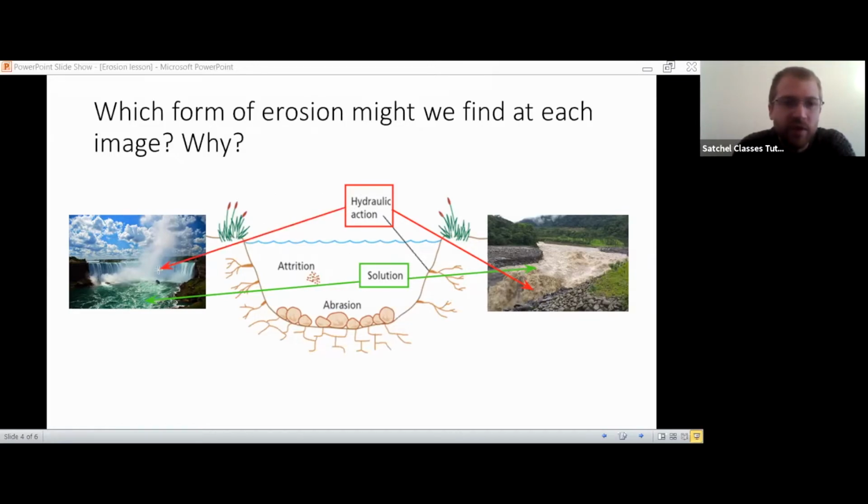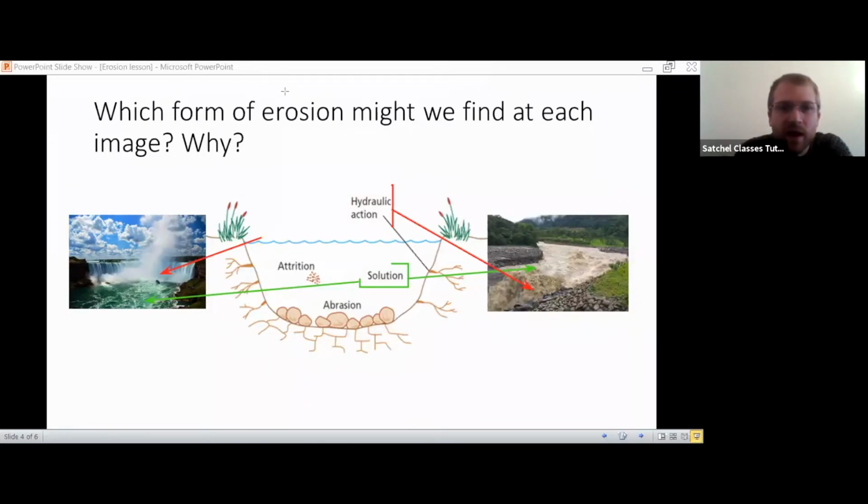We can also see power here as the water is falling down. It's got a lot of gravitational potential energy, or gravitational energy, movement energy anyway, through kinetic means. There's basically a lot of power being created at this waterfall. Okay, so we can probably assume that hydraulic action will be taking place.